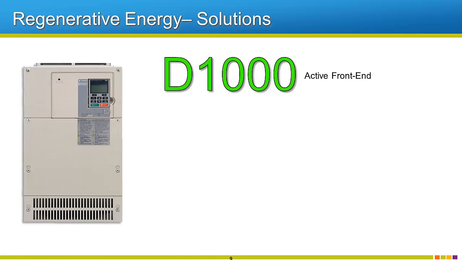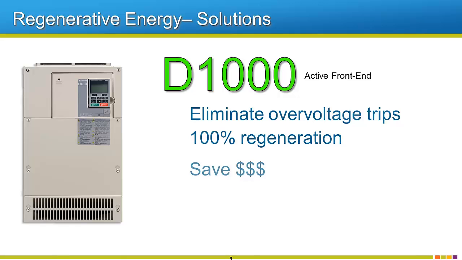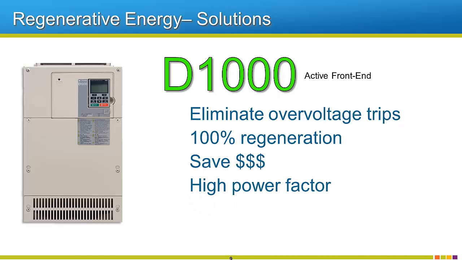Enter Yaskawa's new D1000. The D1000 is the energy-saving solution for any application with regen energy present and also has many other benefits on top of that. The D1000 will eliminate overvoltage trips that are caused by regenerative energy. This is due to the unit's ability to continuously convert 100% regenerative energy and to apply it back to the supply source. When 100% of an application's regen can be put back onto the line, a significant energy savings and a large cost savings will reduce that monthly electric bill. The D1000 also features a high power factor and low harmonics.